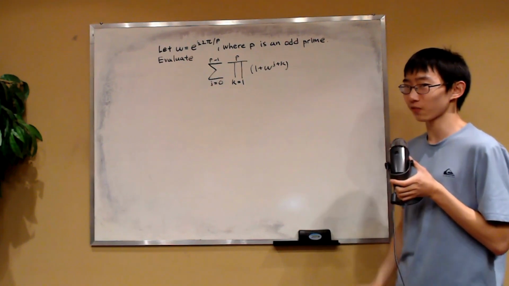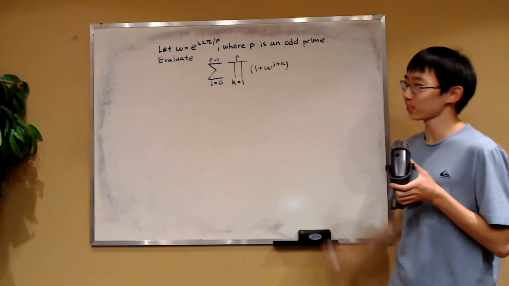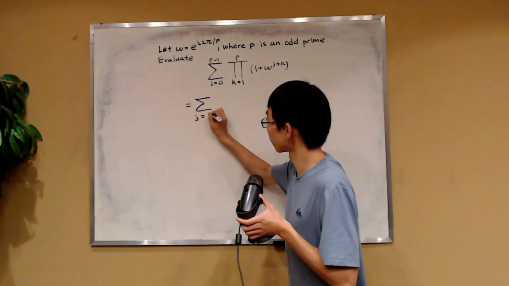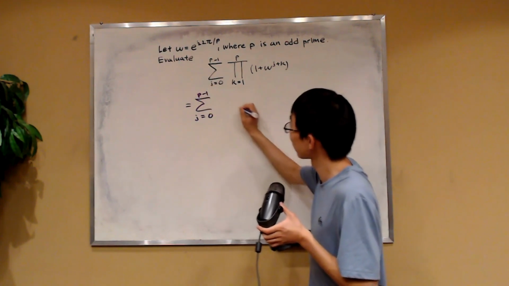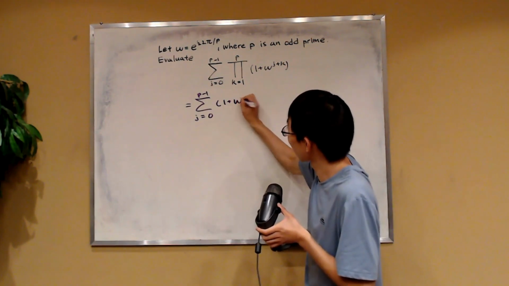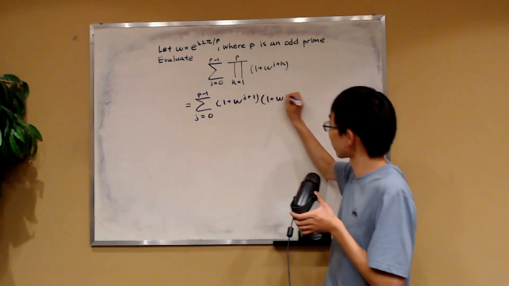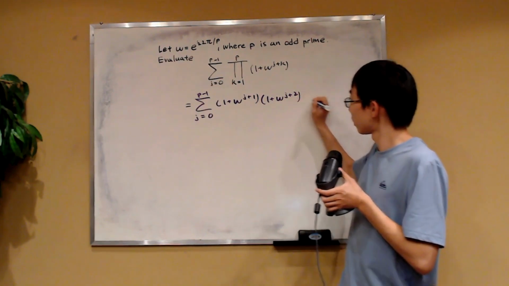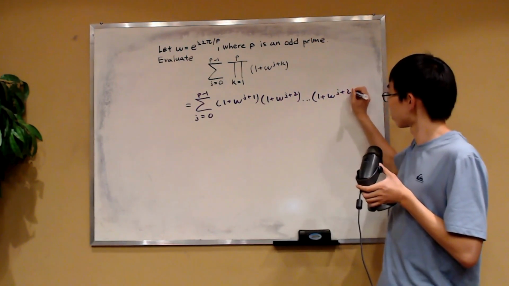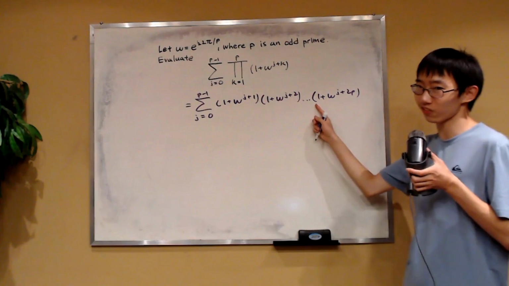But we can kick things off with making this look less terrifying. Maybe expand the product. So this is equal to the sum as j goes from 0 up to p minus 1. And then writing this in expanded form, we have (1 plus omega to the j plus 1), (1 plus omega to the j plus 2), times all the way to (1 plus omega to the j plus 2p). That is what this product looks like in expanded form.